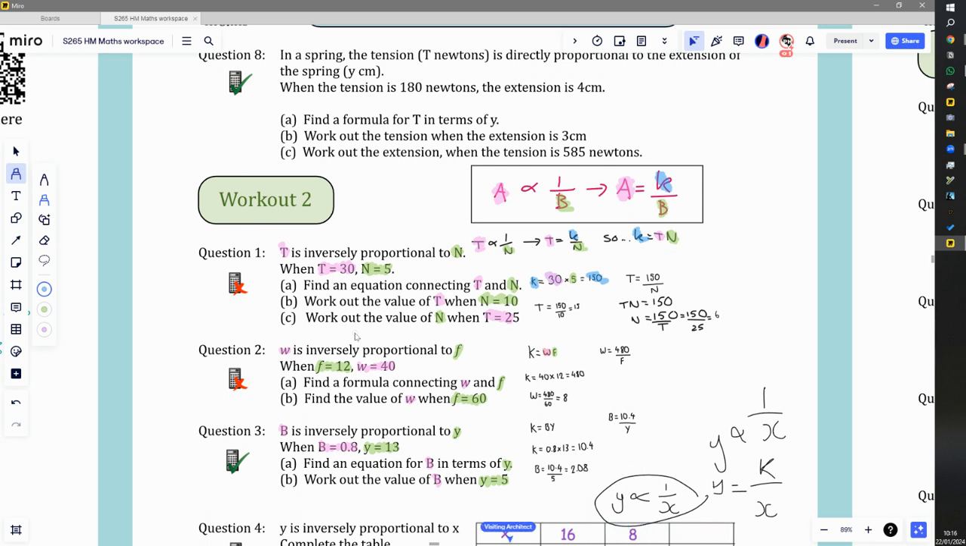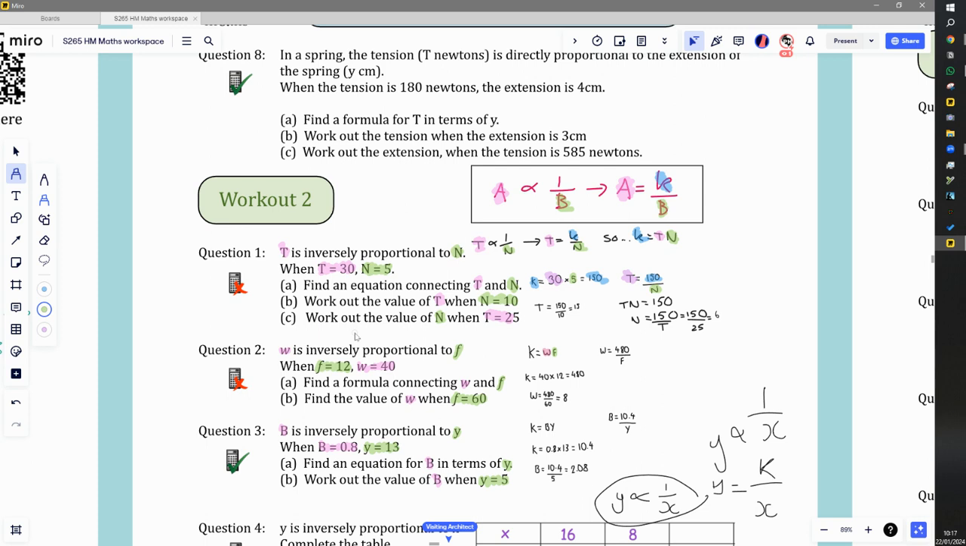Then we put it back into the equation here. So this would be part A. So t is equal to 150 divided by n. You don't need to do any of this highlighting. This is just something that you could do, so you can more easily notice which number refers to what letter. It's only to try to make it clearer for you.